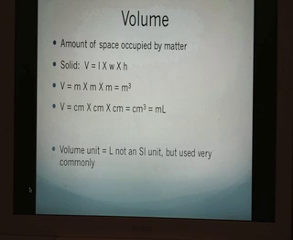Now, if we were going to use the SI unit for length, which would be a meter, it would be meter times meter times meter, which is meters cubed. But again, that length of a meter didn't make a lot of sense for our tiny little blocks in the lab, so we use centimeters. So centimeters times centimeters times centimeters gives us cubic centimeters, which is the exact same thing as a milliliter. So a volume unit, liter, it's not an SI unit, but we use it very commonly in chemistry.